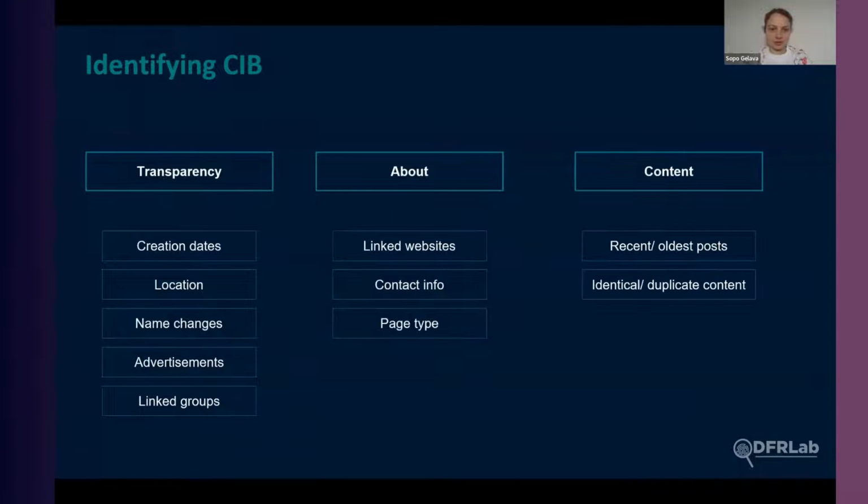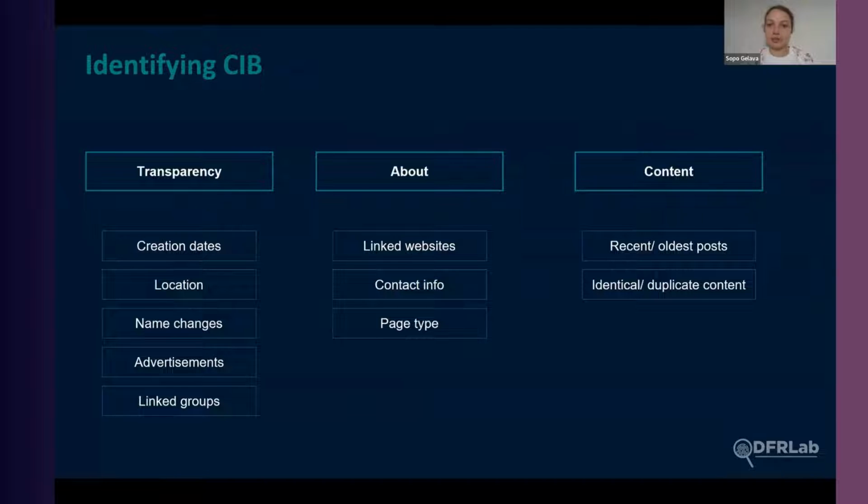This is the information we are trying to gather from a page. Of course, not every section is filled with information, but we attempt to collect it. Every page has a transparency section, and this is mandatory in the framework of Facebook transparency policy. The transparency section has information about creation dates, location of the admins of the page, the history of name changes, ads, and whether the page runs a group, so linked groups.